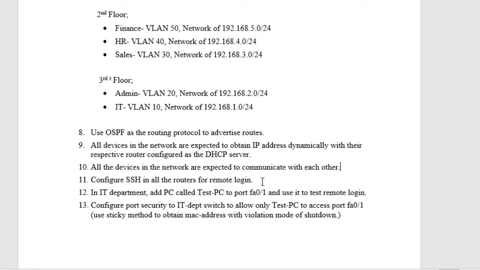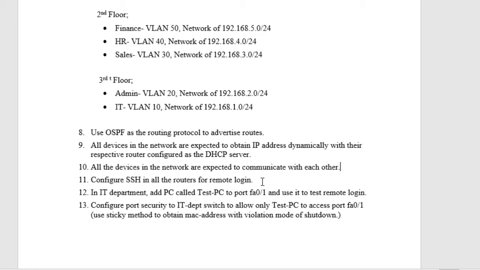Let's go back to the second floor. Second floor switch, this one. Enable, config t. I'll start from this one. FA0/2 to 3 should access VLAN 50. Interface range FA0/2 to 3, switchport mode access, switchport access VLAN 50.